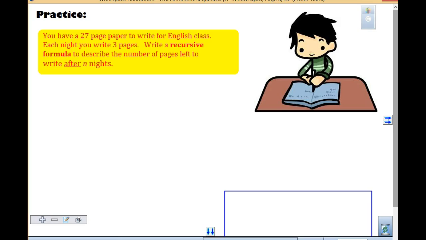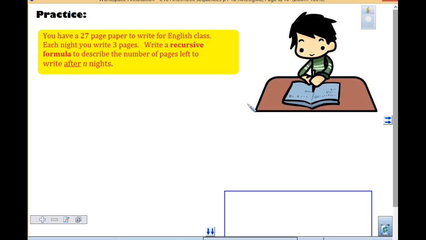So, Mr. Hallquist and Mrs. Ives is busy. They have nothing to do in their spare time. They'd love to create a 27-page paper. So, we are going to look at each night. They're going to tell you, you know what, this isn't due till this certain time. And each night you're going to write 3 pages.